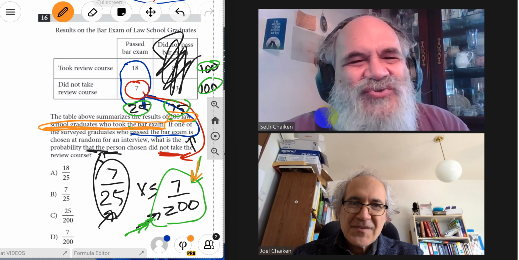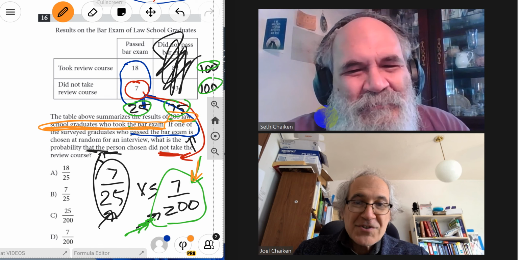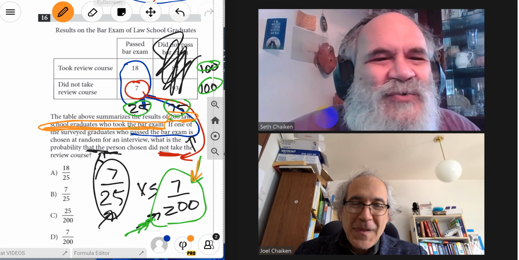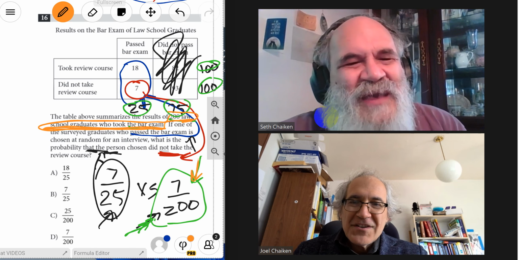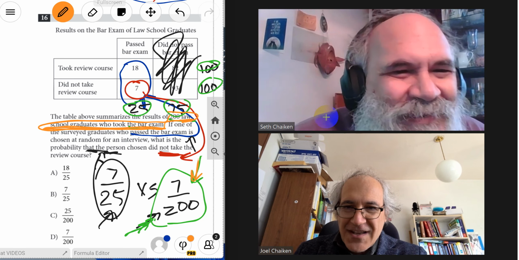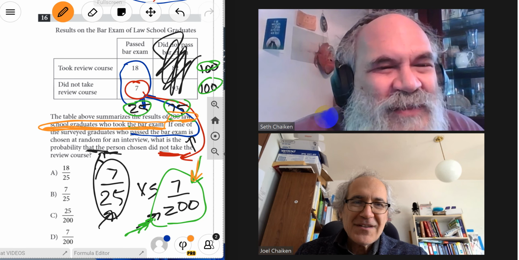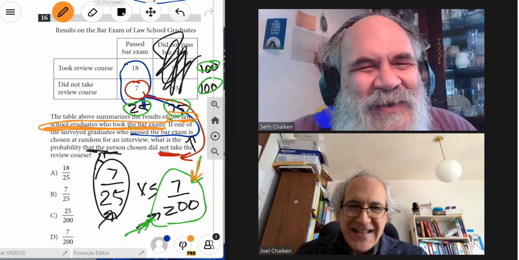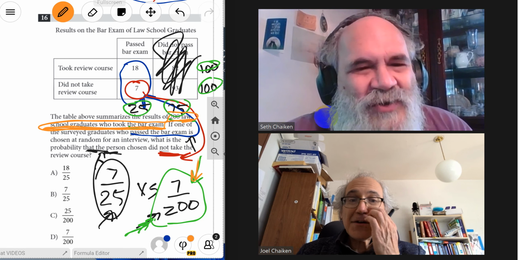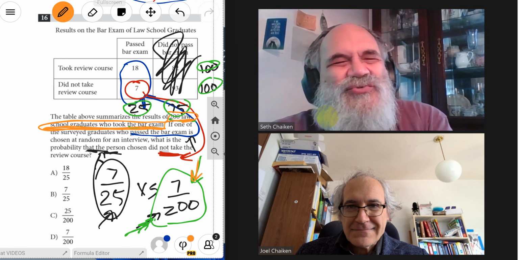I don't see any way of saying it other than we're looking at the total class of law school graduates who took the bar exam. No, we're also counting the ones who didn't take the bar exam. They go into the 200. But that's not the table. The table summarized the results of 200 law students who took the bar exam. Yeah, okay. They took the bar exam, and they passed. Okay, I'm sorry. So the whole world is those who took the bar exam.